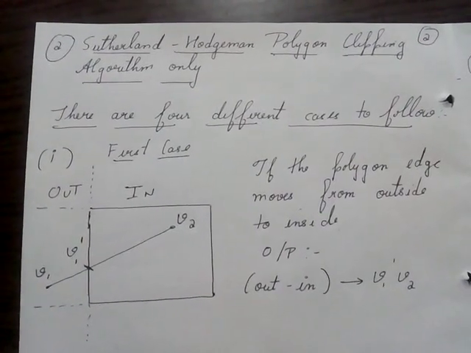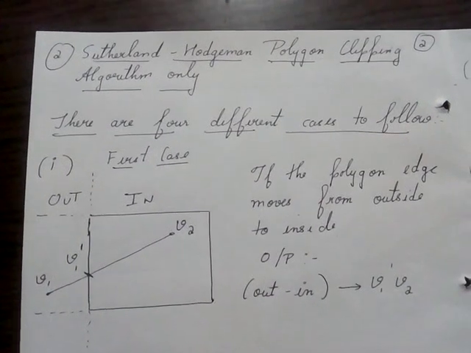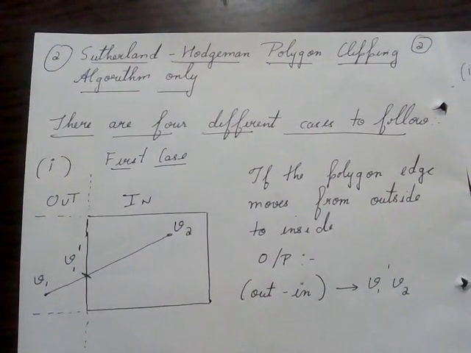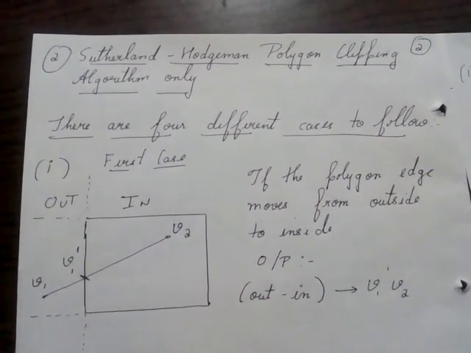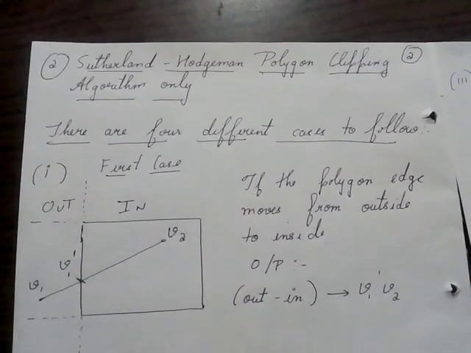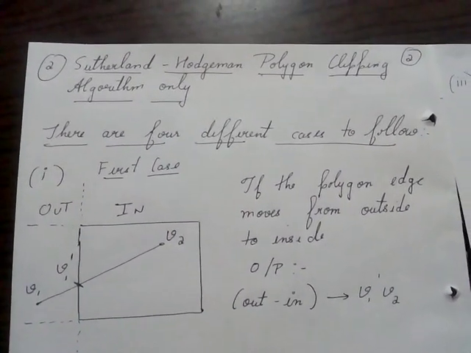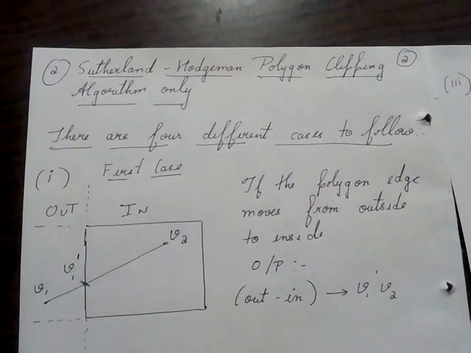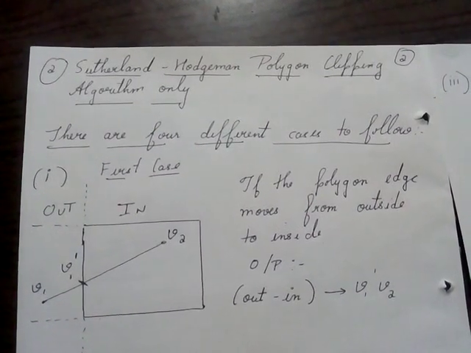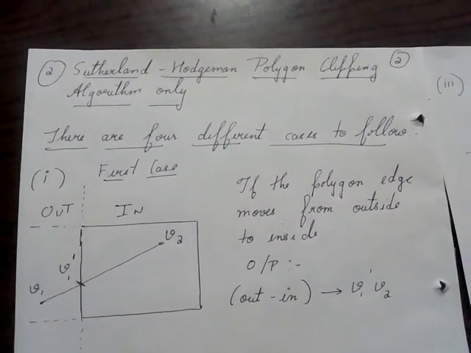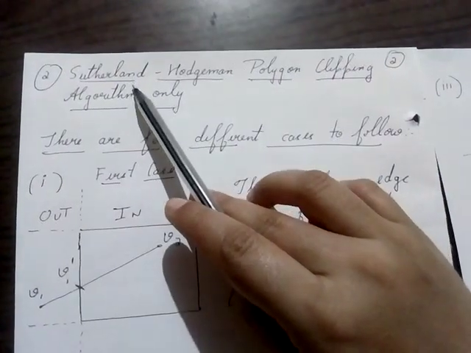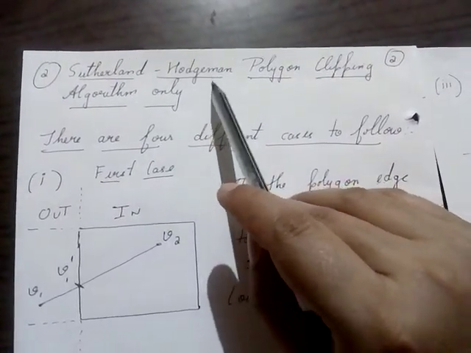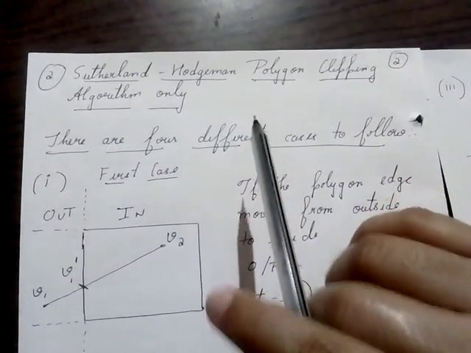Hello students. The next important topic is the Sutherland-Hodgman polygon clipping algorithm. This is one of the important algorithms for clipping polygons which are outside the window. Last time we studied the Cohen-Sutherland algorithm, which was used for clipping lines outside the window. The Sutherland-Hodgman algorithm is used for clipping polygons which are outside the window.